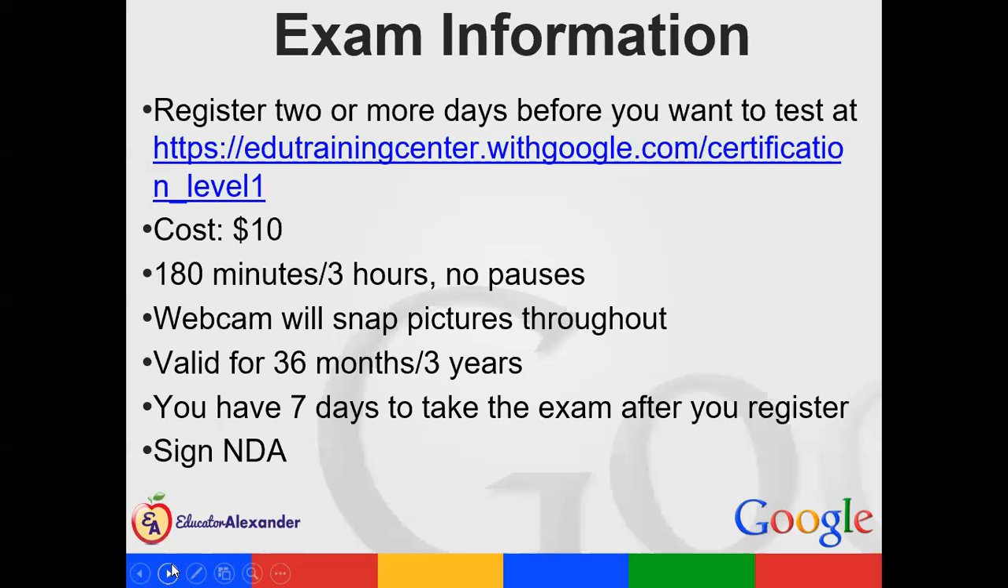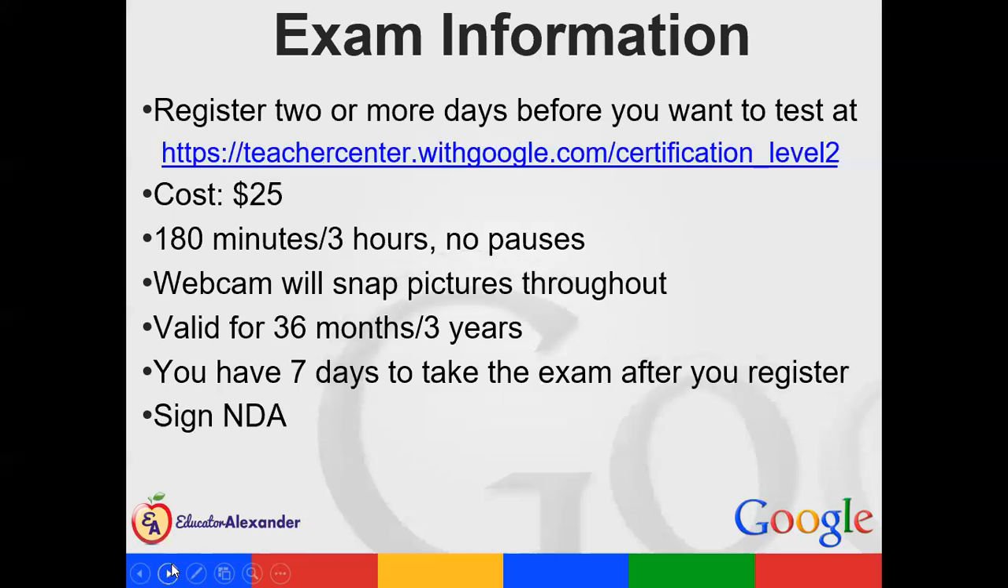And they will have you sign an NDA, which is a non-disclosure agreement. All that's saying is you won't write down the test questions and put them online. You won't talk about the test. Just like any kind of standardized test, it is a non-disclosure agreement to say that you're not going to share the test questions. If you are ready for level 2 of the test, it's $25 for level 2. Everything else is the same with how you register, but it is $25 for level 2, $10 for level 1.